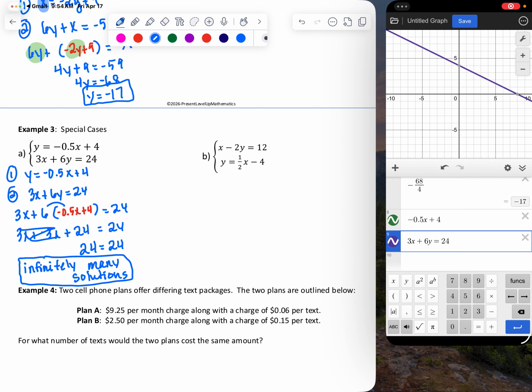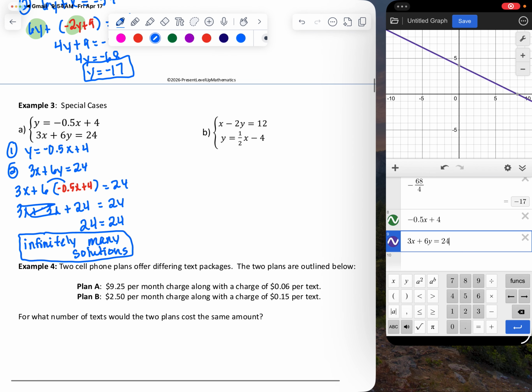All right, problem B. We have x minus 2y equals 12 and y equals 1/2 x minus 4. So in step 1, we'll identify the y equals equation.